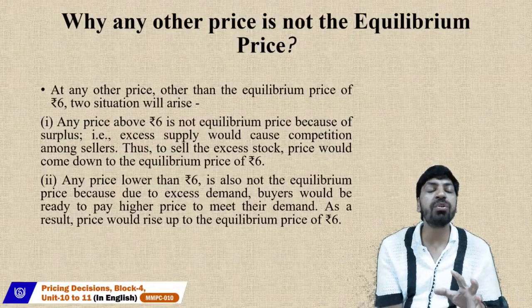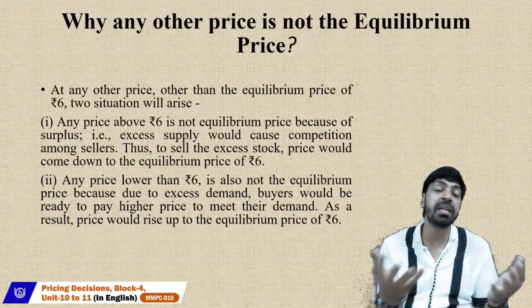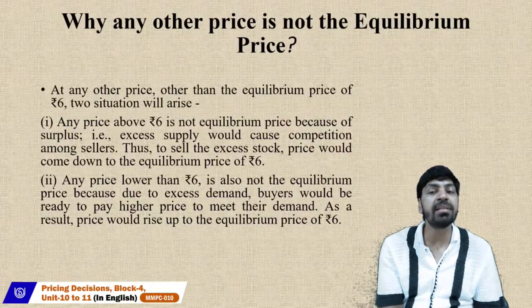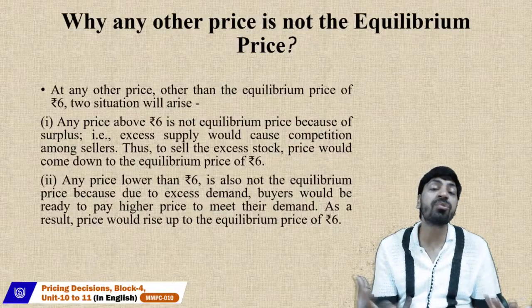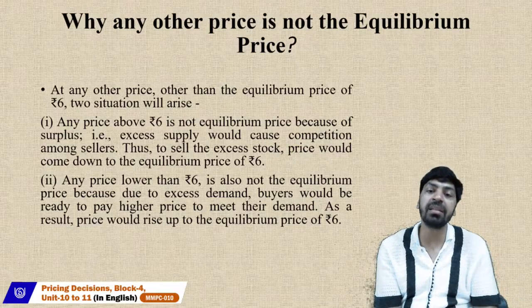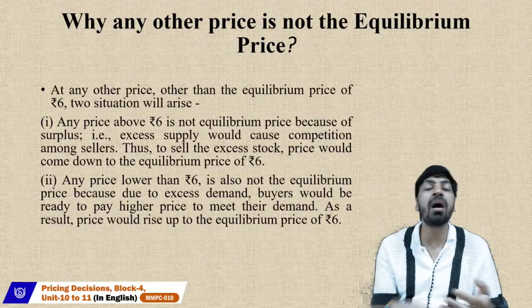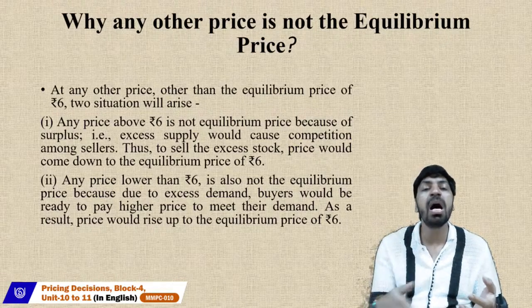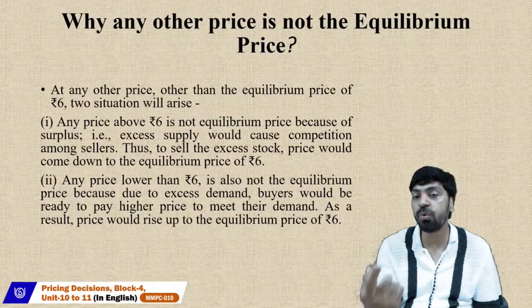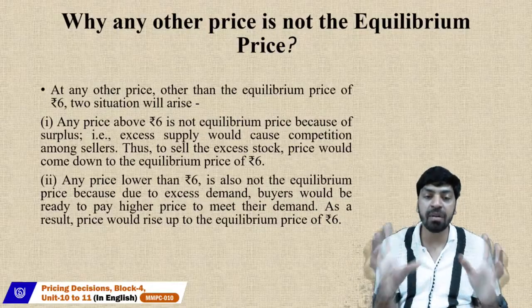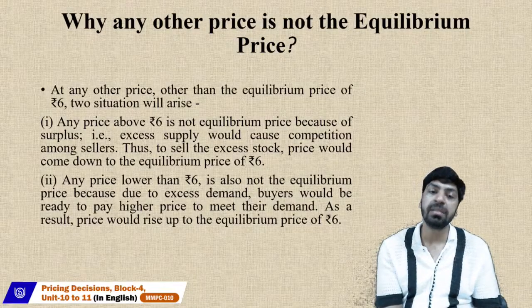So if the price is lower than rupees 6, it's not an equilibrium situation, as an excess demand situation could arise. The buyers would also be ready to pay a higher price to meet their demand. As a result, the price would go up above the equilibrium price, that is rupees 6, which has been shown in the diagram or in the above table in the example section.